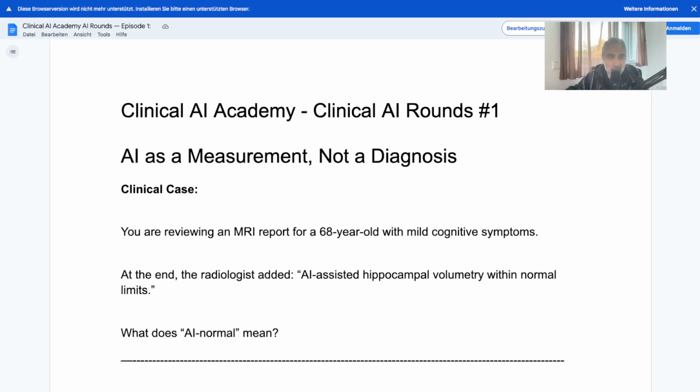So the clinical case is, let's say you are a neurologist reviewing an MRI report for a 68-year-old female with mild cognitive symptoms. And at the end of the report, the radiologist adds: AI-assisted hippocampal volumetry within normal limits. So what does that mean? What does AI normal mean?